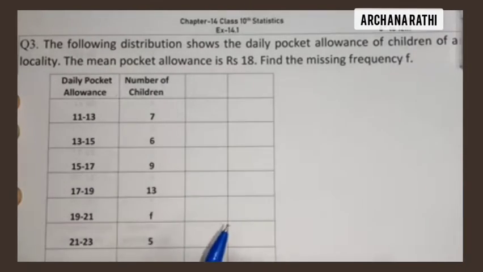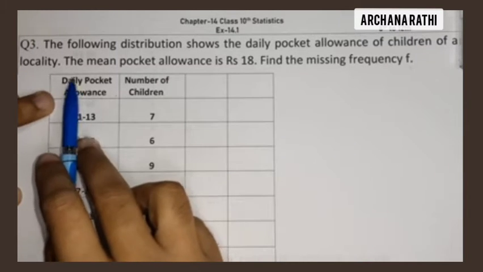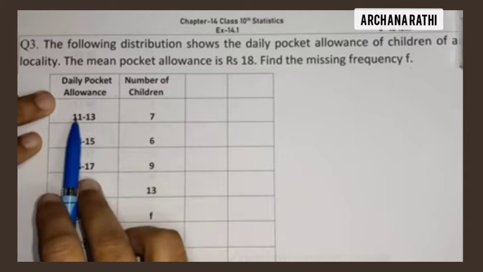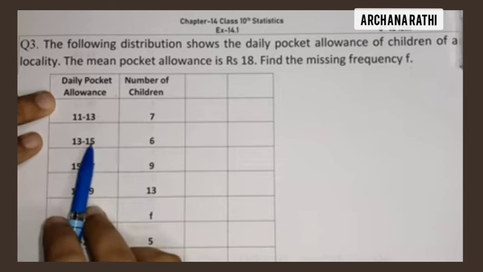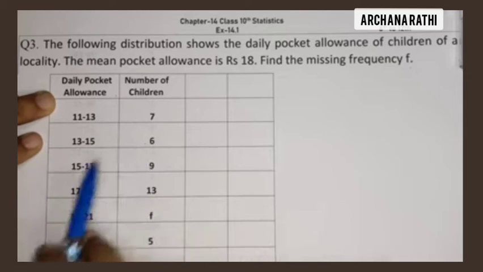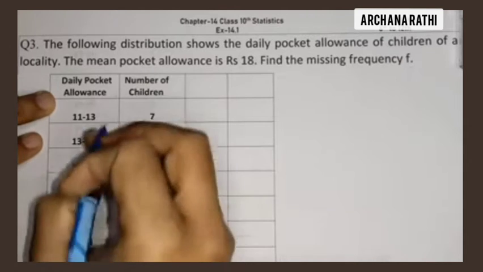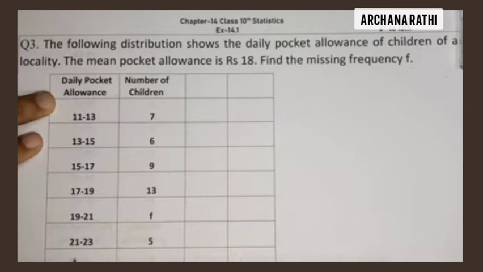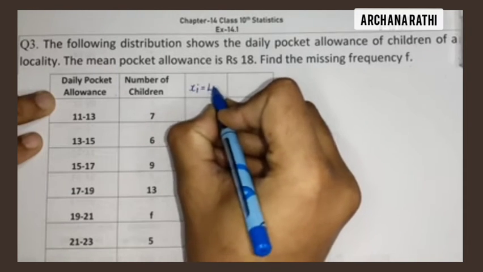In this we are going to find the missing frequency. Now see here, the daily pocket allowance is given, that is 11 to 13, which means 7 students are getting pocket money between 11 to 13, and so on. This data is given like this, in continuous classes. So we want to find the missing frequency. For that we are going to use the direct method.